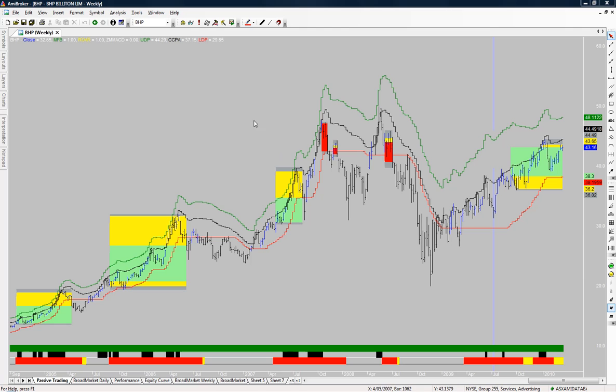Now what you see in front of you is the weekly BHP chart and the strategy applied to it. As you can see, there were 4 winning trades and 3 losing trades over a period of 5 years from 2005 to 2010 for BHP. Now the important thing is to have more winning trades than the losing trades, and more importantly to make more profit from your winning trades than the losses you incur from your losing trades.